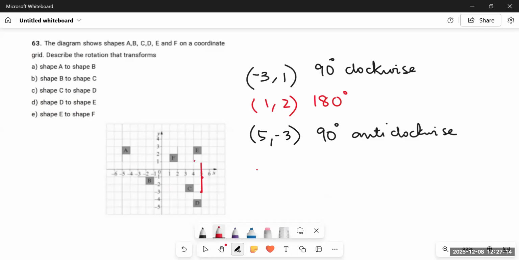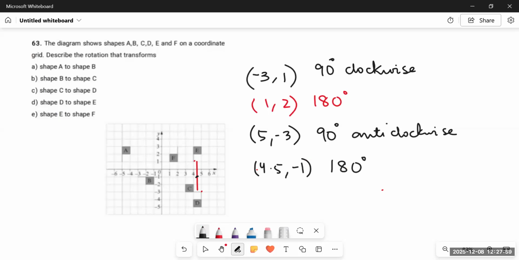This would be the center, right? No, this is the center. So this point is actually (4.5, -1). And the rotation is a 180-degree rotation, right?